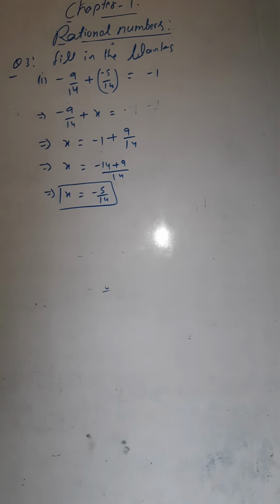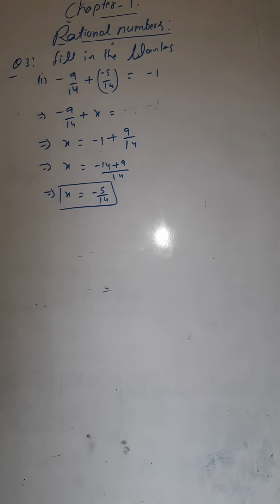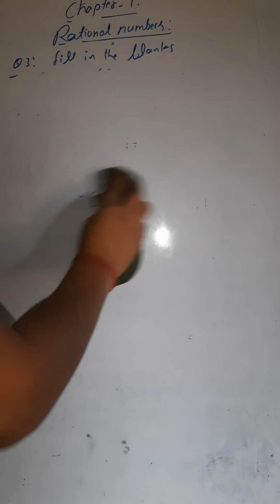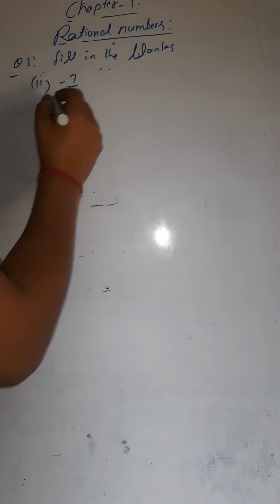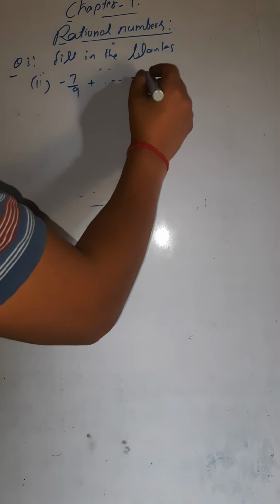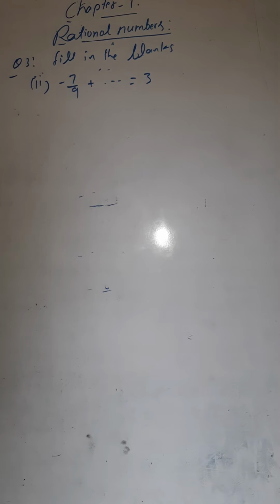This is how you will solve the questions which are related to fill in the blanks. Okay. Now the next question, second part of the question, which you have to do on your own. The second part of the question is minus 7 by 9 plus dash is equal to 3. So what should you write here? That you do on your own. Write here x, then take it there. You will be getting your answer.